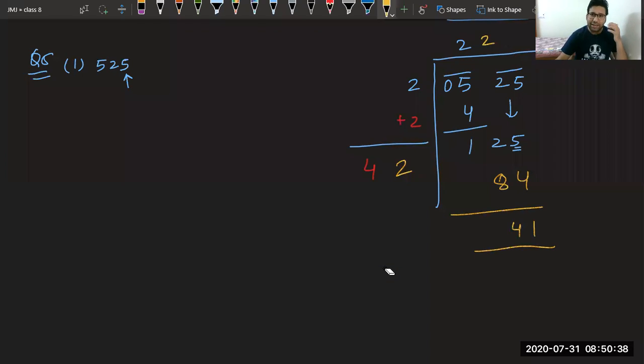Now, if we had to subtract, we would have subtracted it very easily. But in the case of addition, you cannot add it directly. You have to understand which is the next number.